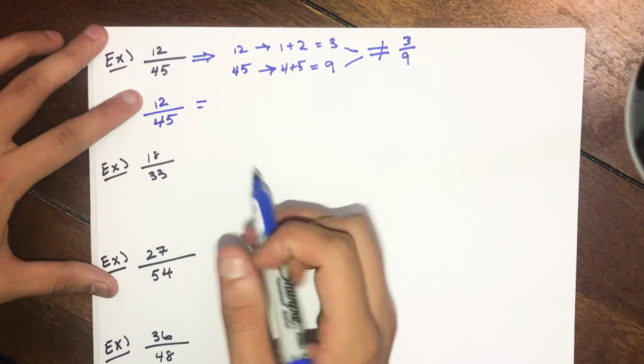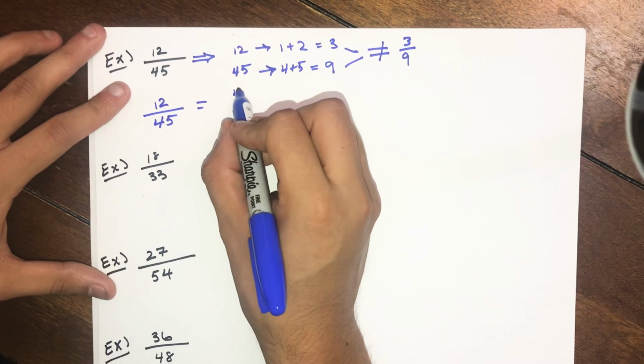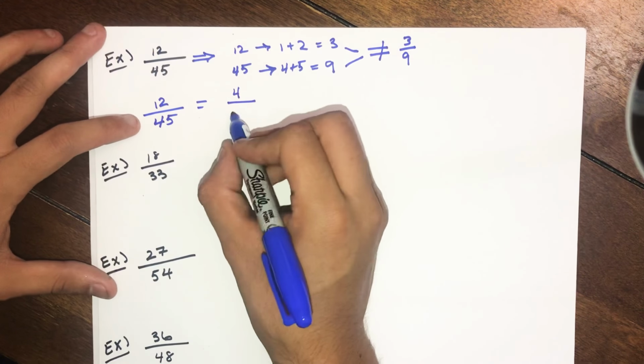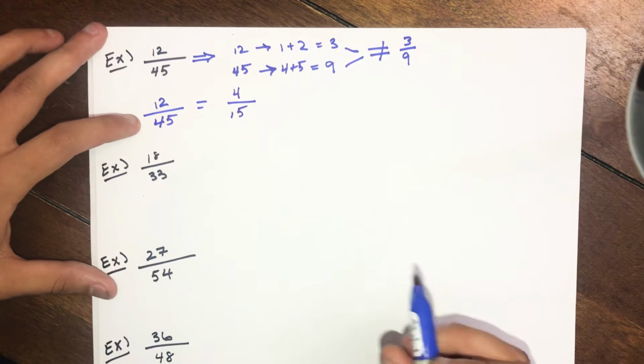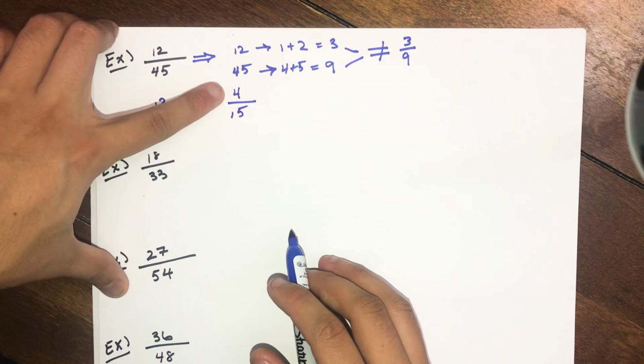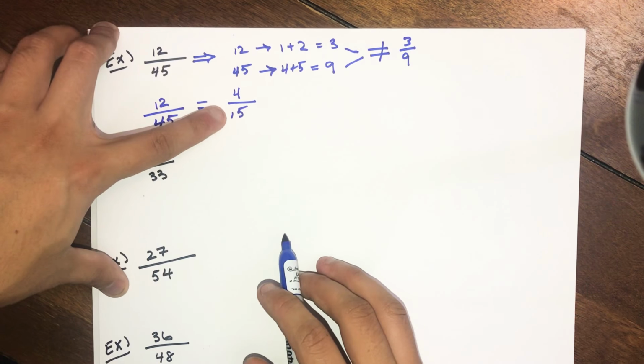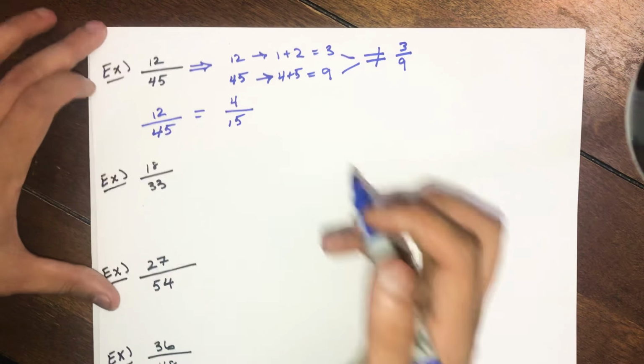3 goes into 12 4 times. 3 goes into 45 15 times. And let's see, are we done? Yeah, we're done because no number goes into 4 and 15 evenly. Okay, so we're done.